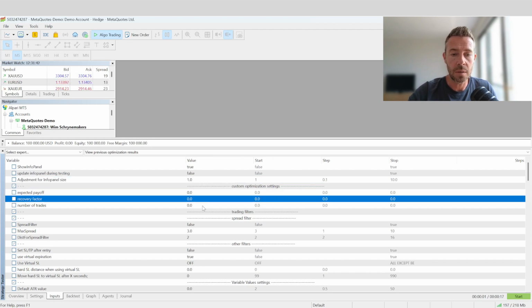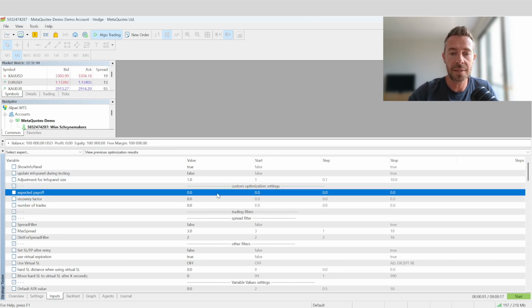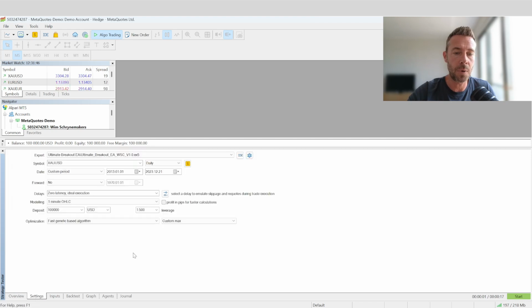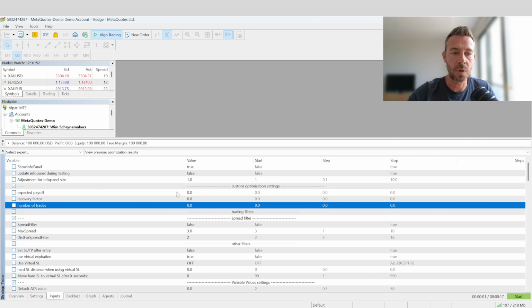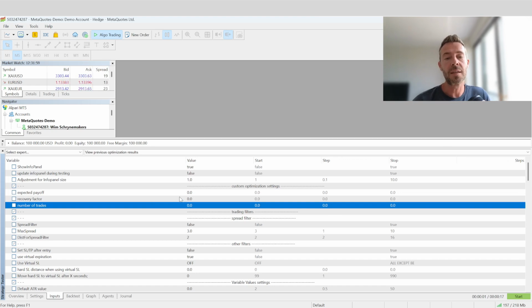The next ones are the custom optimization settings, these are the ones that I pinpointed here. So when you use an optimization using the custom max, the optimization process will look at these three as selection criteria for selecting strategies or not for future optimization.